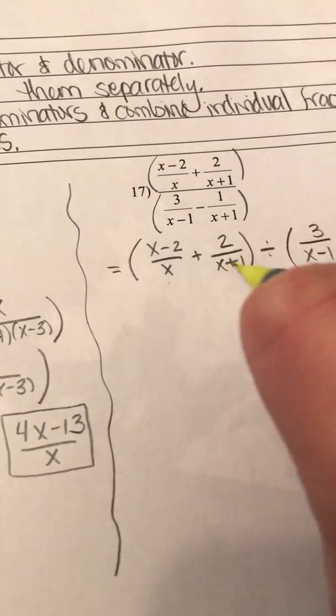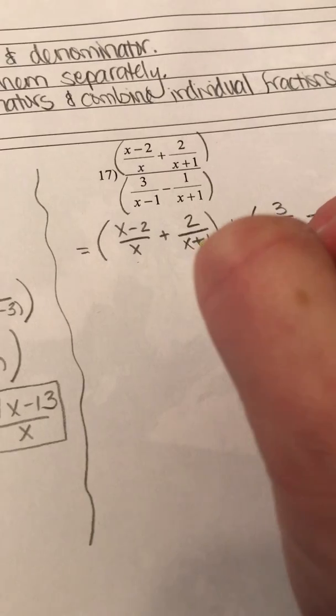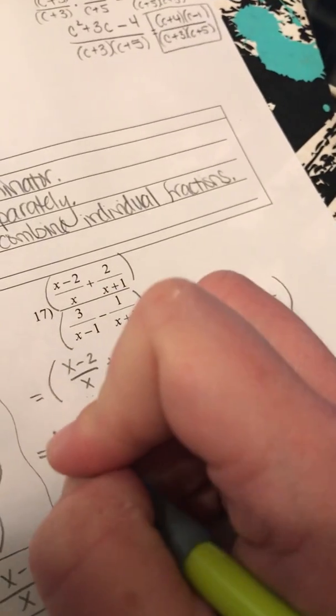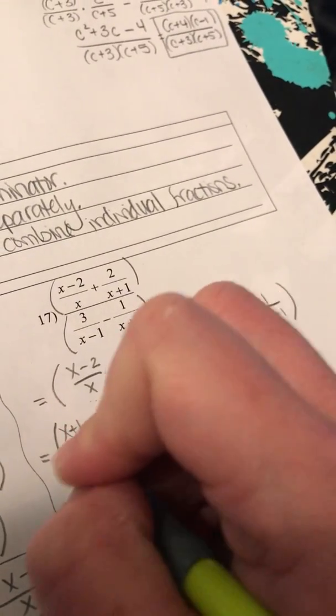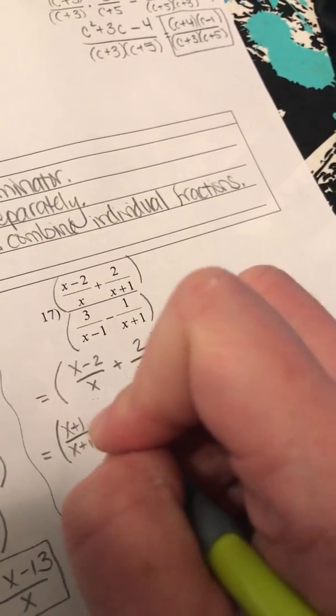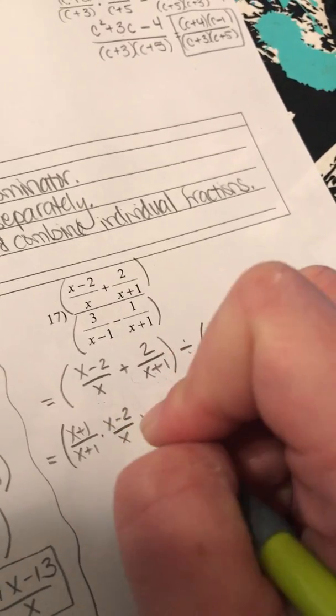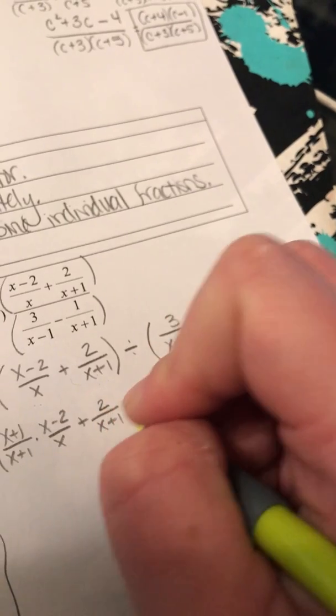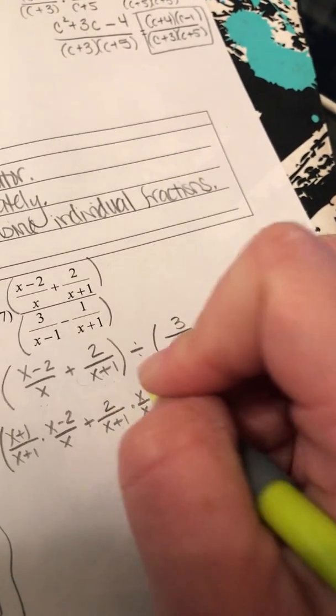We have x and x plus 1. Neither has anything in common. Yes, they both have x's, but this is being added to 1. This is by himself. So I'm going to multiply x plus 1 over x plus 1 to the first fraction. Since they have nothing in common, we have to multiply each other by the other one. I really hope that made sense.